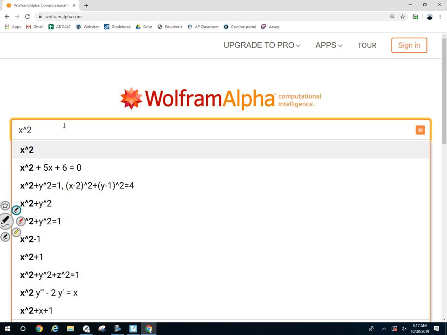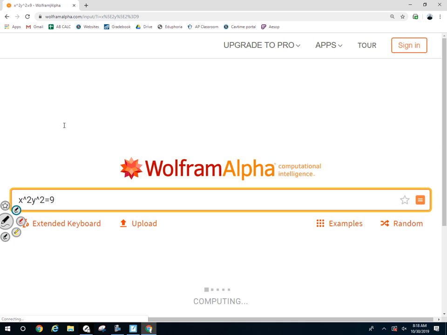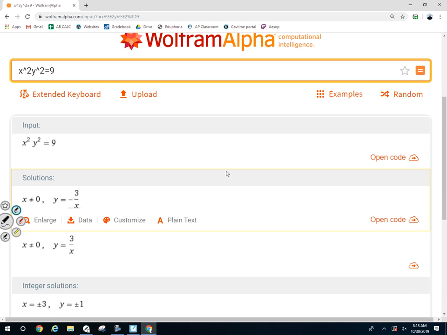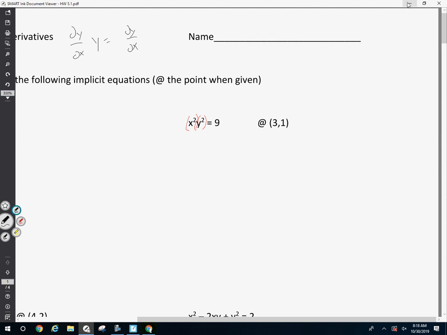x squared y squared, we're going to focus on at 3, 1. Here's what the graph of x squared y squared equals 9 looks like. At 3, 1, it looks like I'm going to have a negative tangent slope, okay? It looks like it's fractional. Let's find it. So, product rule, take the derivative of everything.